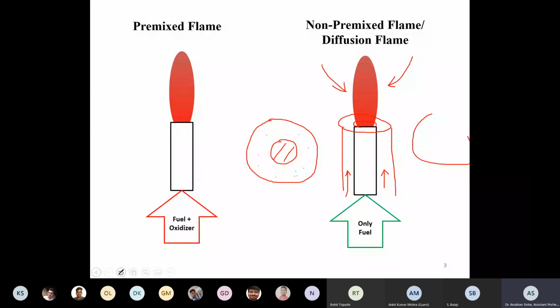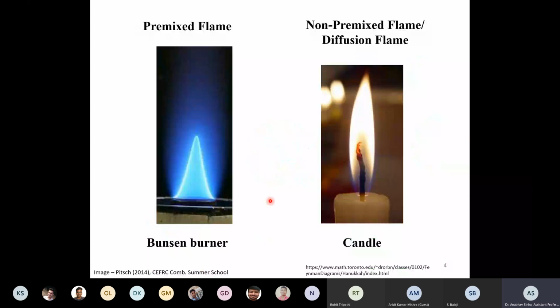Now this is what we input. Now we'll see what changes it makes, what the changes in flame structure are because of this different way of supplying fuel. Examples we have already discussed. A Bunsen burner generally gives you premixed flames, depending on the way you operate, as we have already discussed. You have to open the air ports and let the air mix. So if we have an air and fuel mixture, then it is a premixed flame. And a candle is a very typical example of a diffusion flame. So there are some general differences.